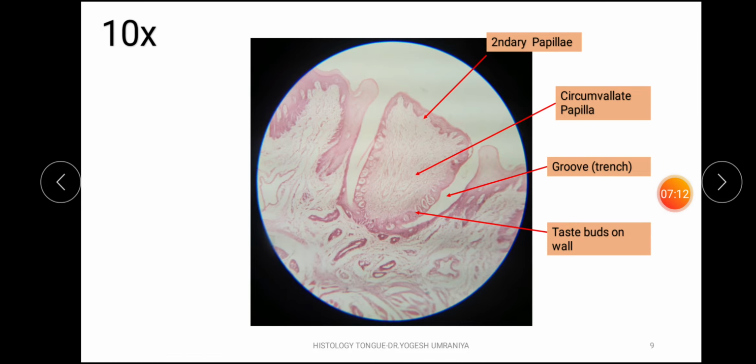Next one, the larger image of the circumvallate papillae under the 10x. Okay, this is the circumvallate papillae, and on the top surface you will find the secondary papillae, also small papillae. On the lateral aspect you will find this groove or the trench, which is separating this circumvallate papillae from the rest of the epithelium. Okay, so this is termed as the groove or the trench. Now on the lateral wall of this circumvallate papillae you will find the taste buds.